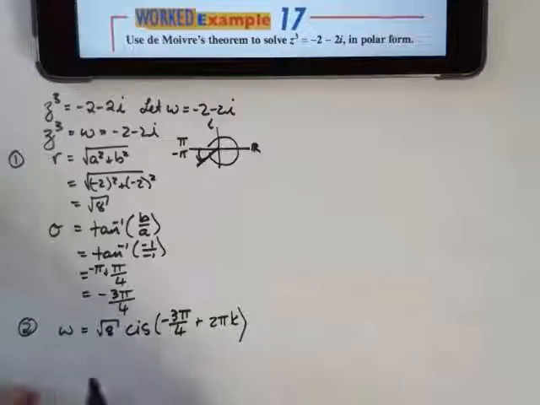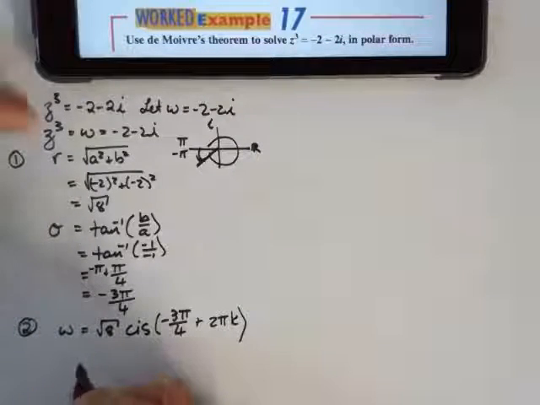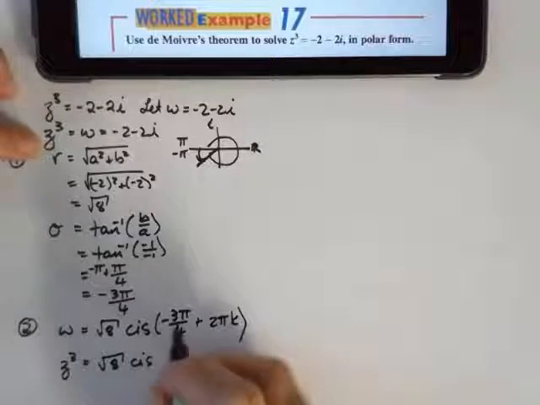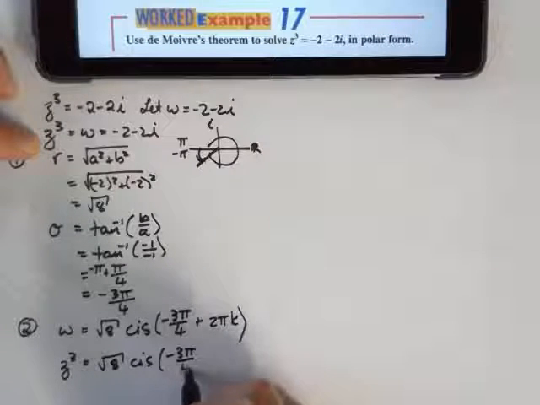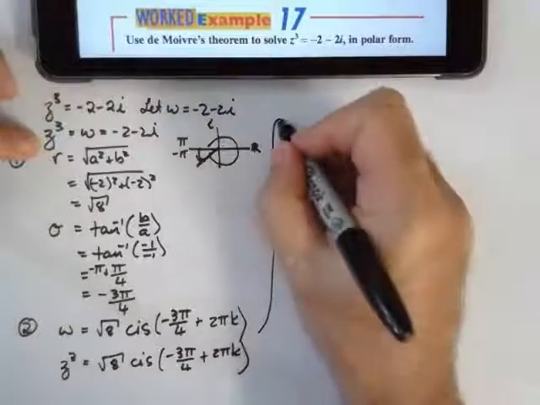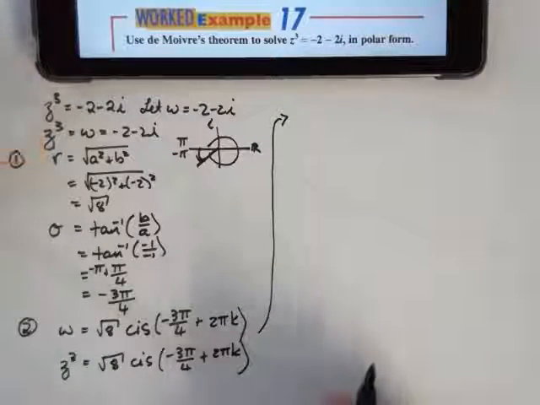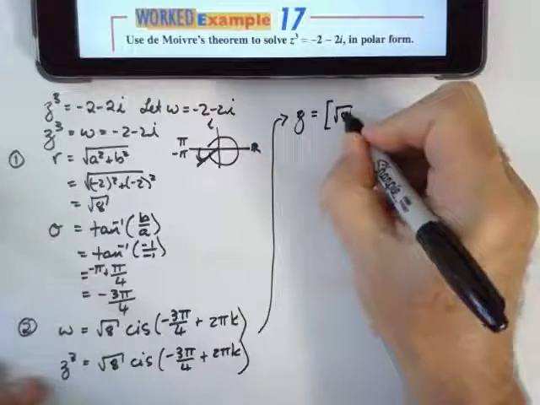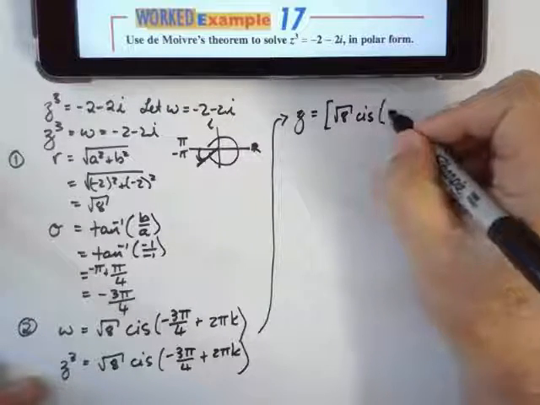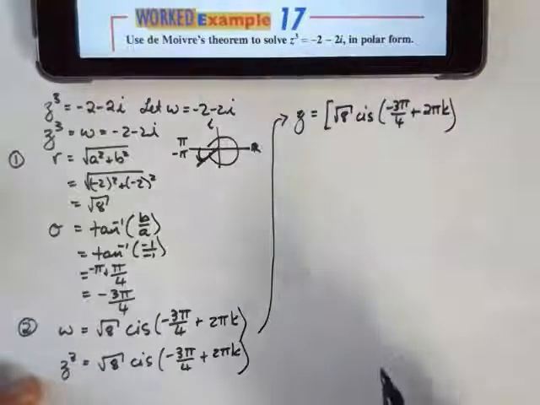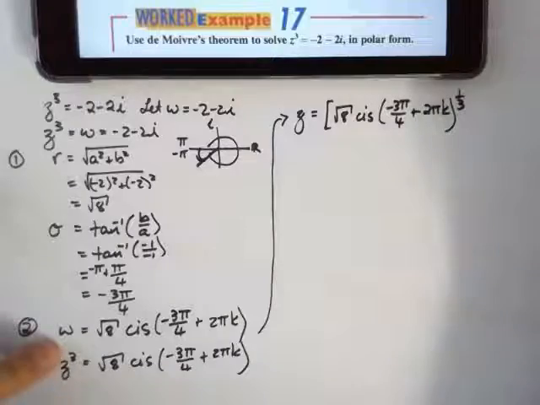Now I can rewrite the following. Because I've got z, I can now say w equals z cubed. Therefore, z cubed equals square root 8 cis of minus 3 pi over 4 plus 2 pi k. I'm just going to move up here because we have more space. And what I'm going to do now is I'm going to take the cube root. So I'm going to say, therefore, z equals the square root of 8 cis of minus 3 pi over 4 plus 2 pi k, and this is now to the power third, to get rid of this to the power 3.